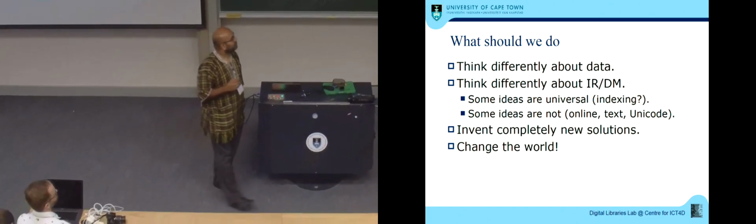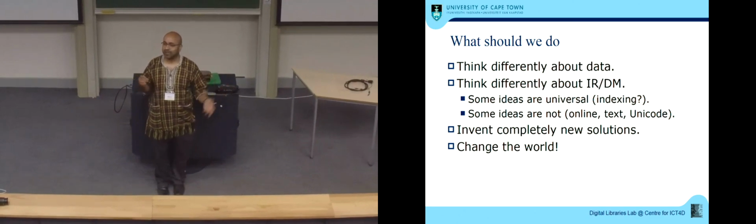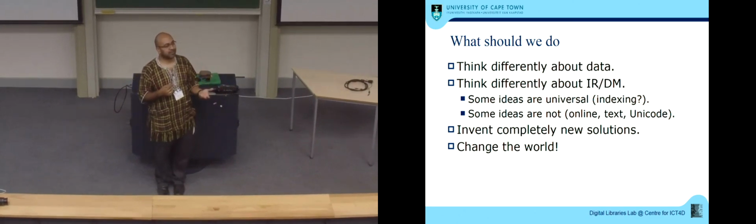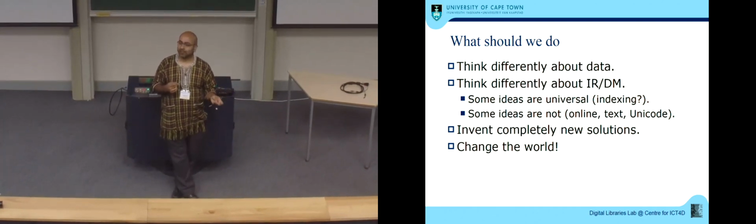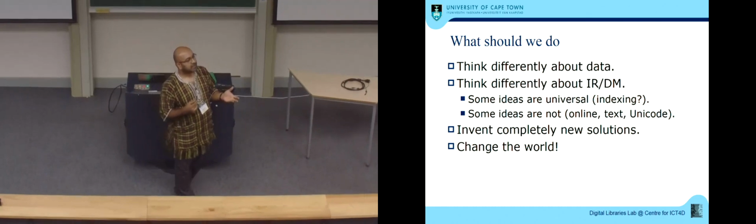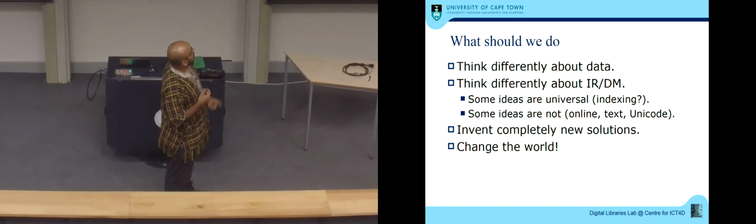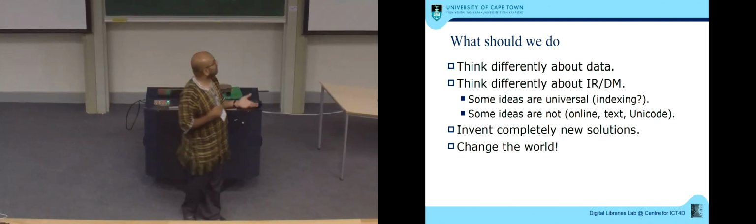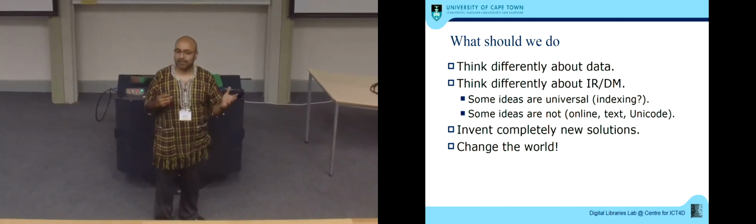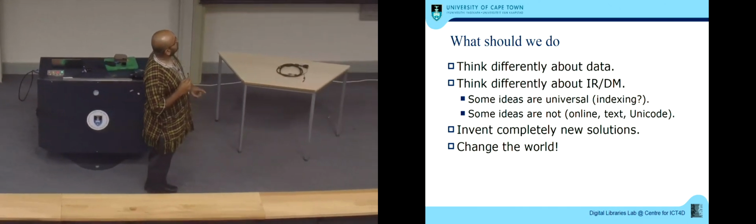What should we do? I think we need to think differently about data, right? I'm not saying we as in people in this room here. I think the entire research community needs to think differently about this. There is not one solution, firstly, and most definitely there is not one solution developed somewhere in a high-resource environment that can then be used everywhere in the world, right? There's probably a group of different solutions to different problems, and we need to think about all these things. We need to think differently in some instances about information retrieval and data mining. Some of these things are universal. Indexing, maybe. Haven't found any great reasons to change how we do indexing. Some things are not universal, right?